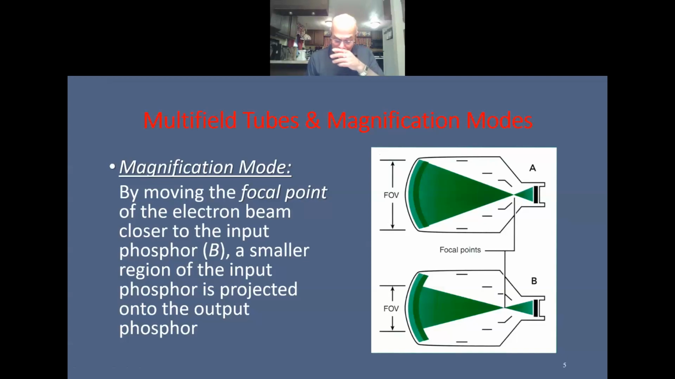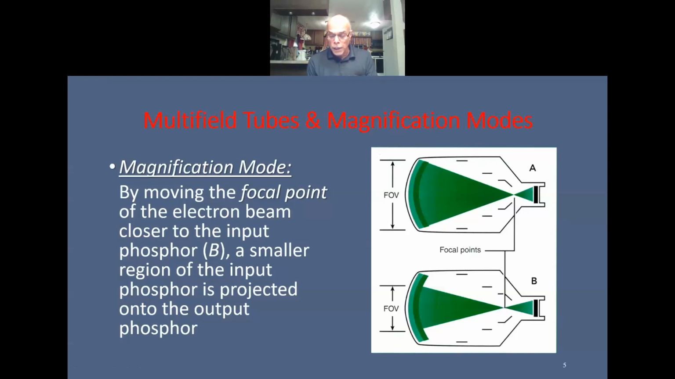Focal range. Okay, yeah, on page 678 at the very bottom, carrying over to 679, it says, however, it may be necessary to focus in and magnify a selected region of the patient's anatomy. This can be accomplished on most image intensifiers by changing the electric charge on the electrostatic lenses to bring the focal point of the electron beam closer to the input phosphor. In this way, the beam is narrowed towards the input phosphor such that a smaller region from the input phosphor is projected onto the output phosphor.